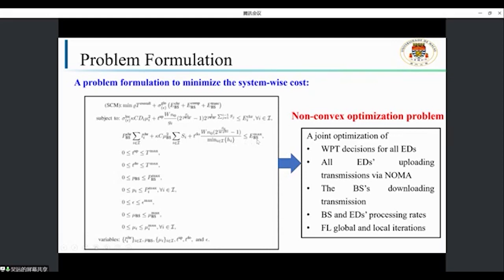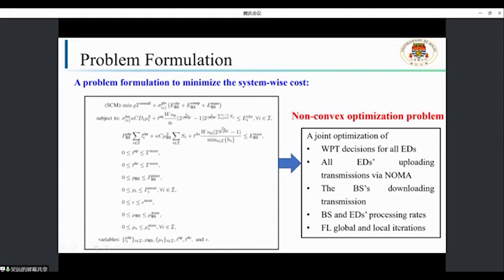So this problem is a joint optimization of the wireless power transfer decisions for all the end devices, all the end devices' local uploading transmissions via NOMA, the base station or server's downlink transmission, the server and end device processing rates for local computing, and finally the FL global and local iterations.